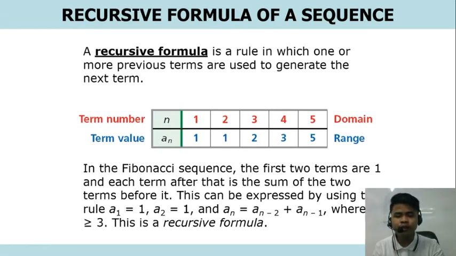Okay, the third term is 2. It is because the first and second were added. So, 1 plus 1, it is equal to 2. So, that's why the third term is 2.